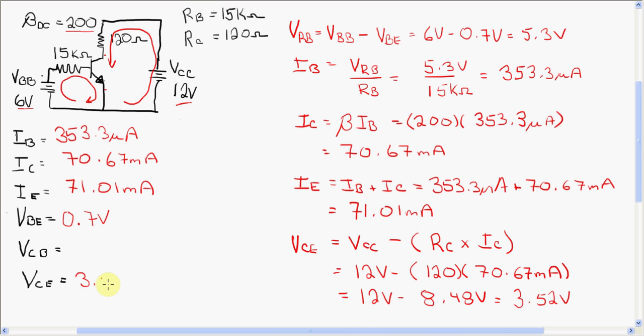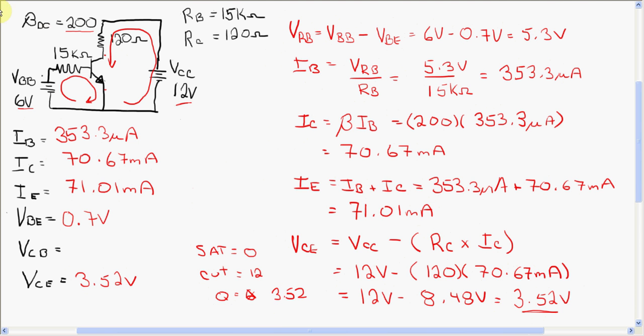So 3.52 volts. You can see it's not a very centered Q, right? If it was in saturation, I would have expected a VCE somewhere near 0. And in cutoff, I would have expected a VCE somewhere near 12. So a centered Q should have been around 6. But it's not 6. It came in at 3.52, meaning that it's a little bit closer to saturation than cutoff right now.